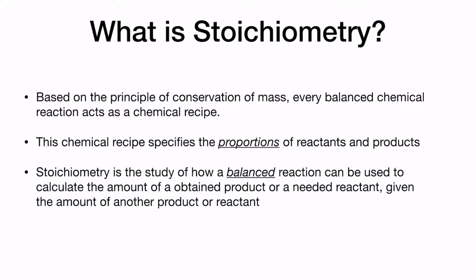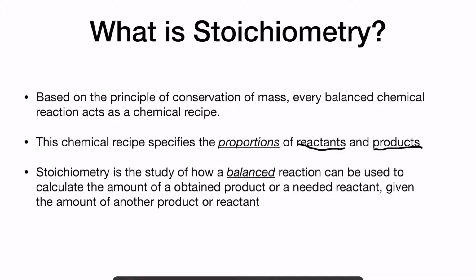Stoichiometry essentially is based on the principle of conservation of mass. That is to say that every balanced chemical reaction acts as a chemical recipe in which the proportions of reactants and products are specified. So when we balance a reaction, that is what we're doing. We are assigning the proportions that work on a molecular basis as well as the molar basis.